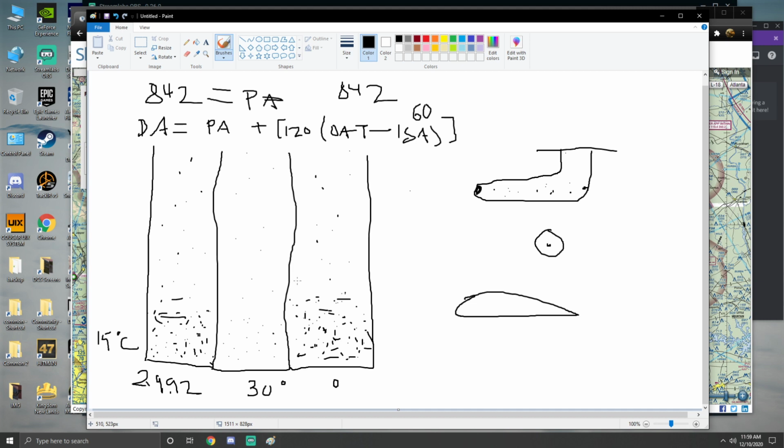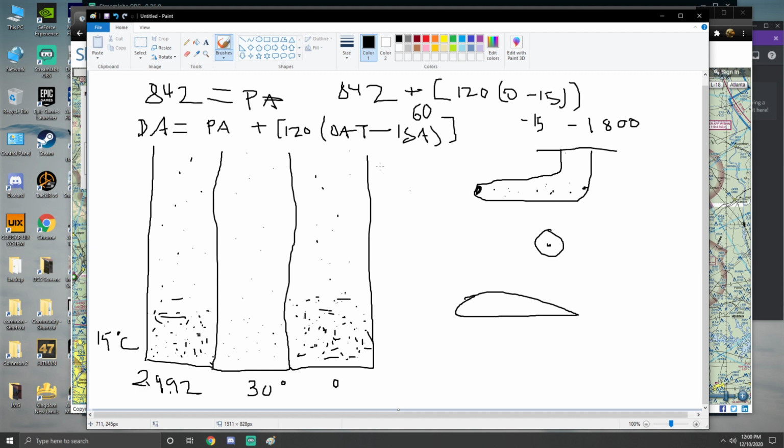So let's start with a cold day first. So 842 plus 120 times 0 minus 15. All right, so 0 minus 15 is negative 15, obviously. Gotta get my calculator here because I'm not a smart math boy. Clear. 0 minus 15 times 120 gives us minus 1800.